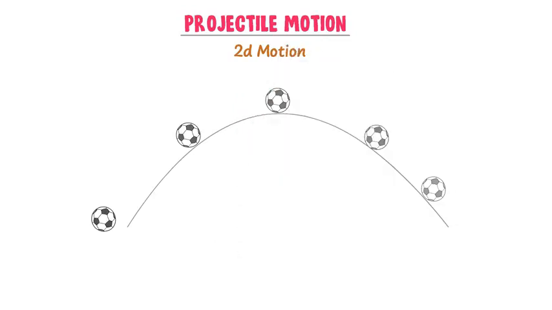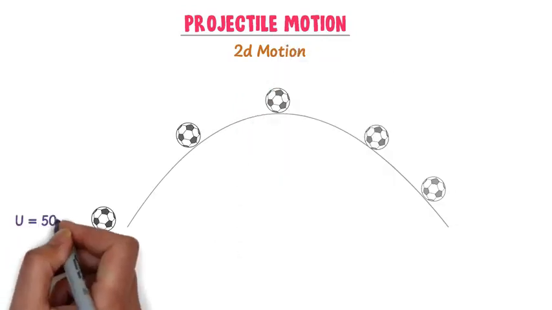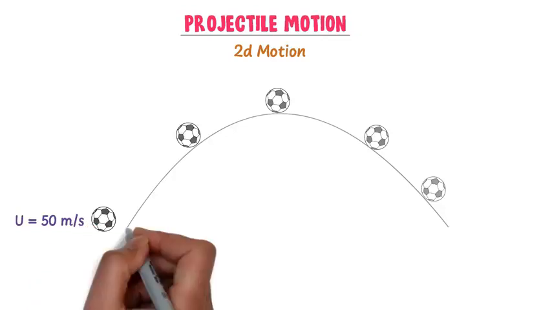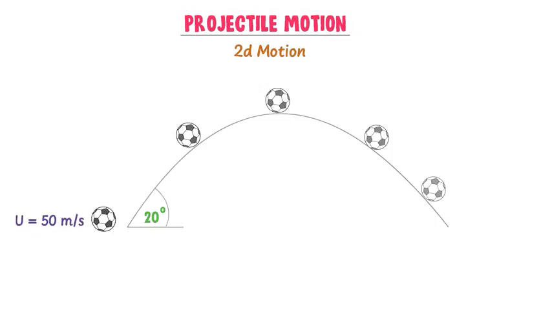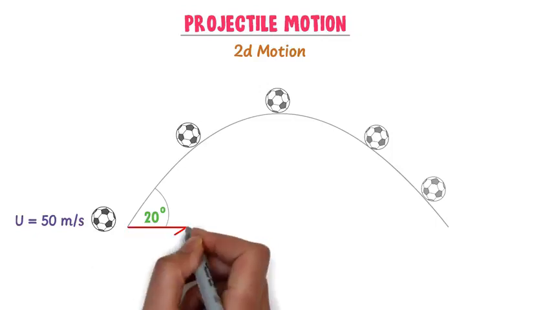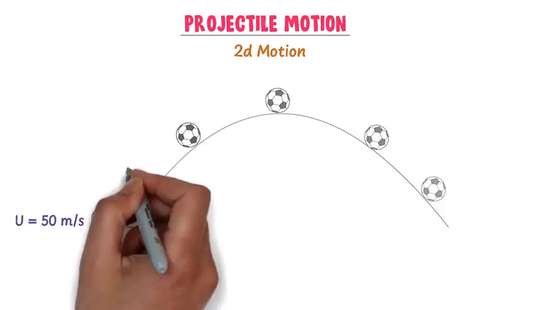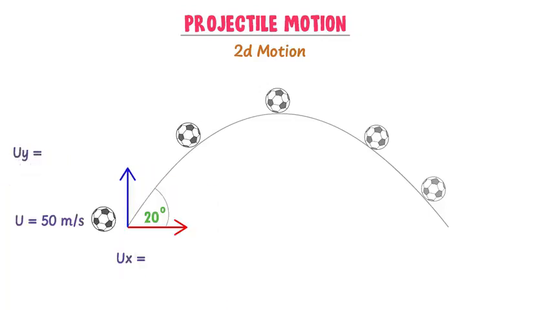Now consider that the initial velocity of the ball is u = 50 meters per second. Let the motion of the ball form a 20-degree angle with the x-axis. What about the horizontal velocity ux and vertical velocity uy? Well, we know that ux = u cos theta and uy = u sin theta. The value of u is equal to 50 and that of theta is equal to 20. We get roughly 47 meters per second.